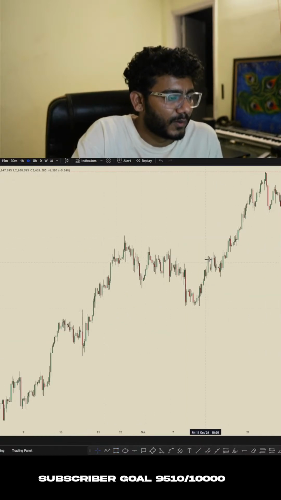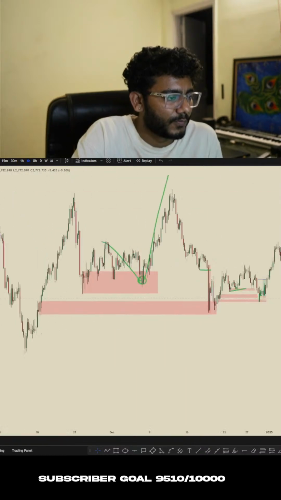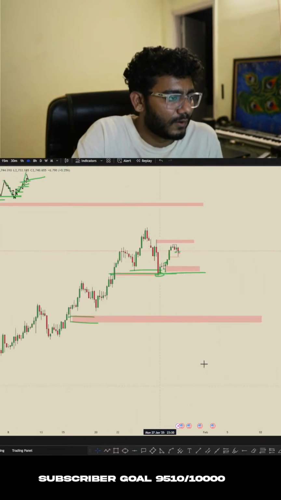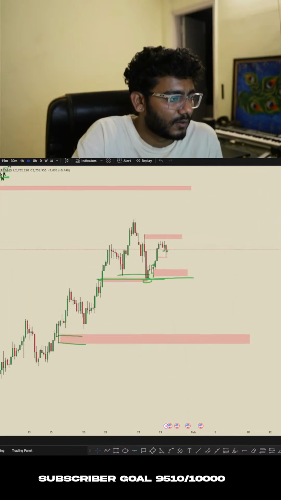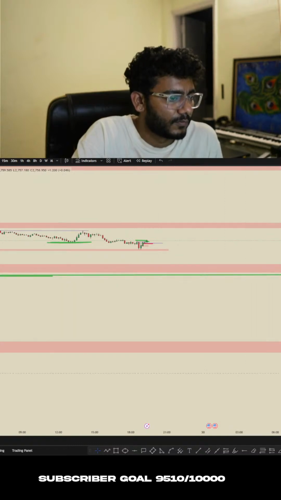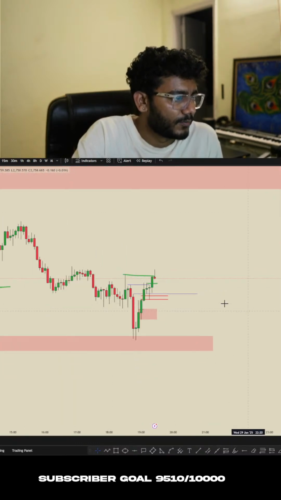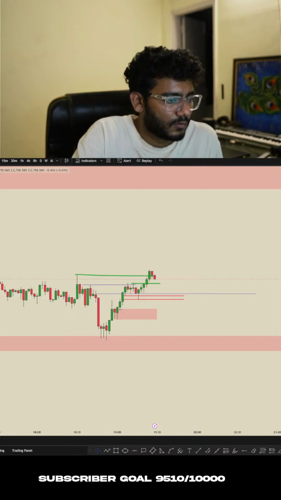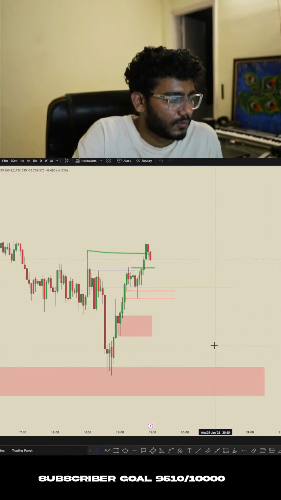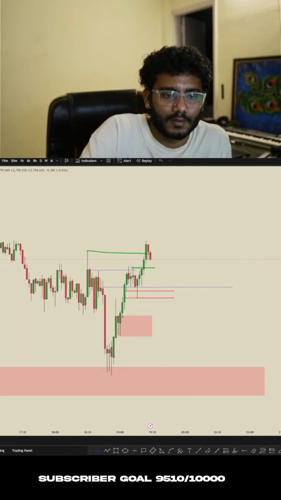It will not respect the previous order blocks to the left side. So it's better to look for entries in the internal structure and not in the higher time frame. Use the higher time frame for directional purposes only. Just because there is an order block to the left side does not mean price will react from that area.